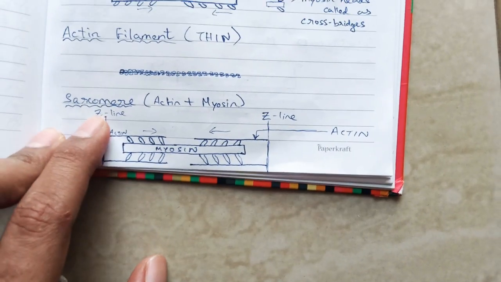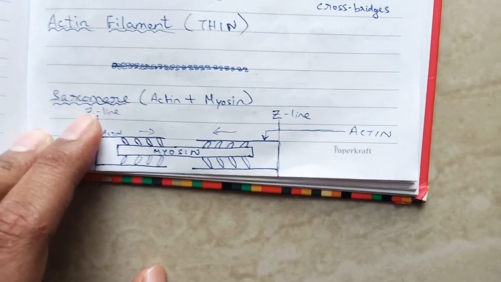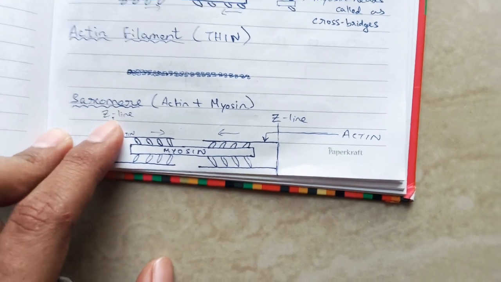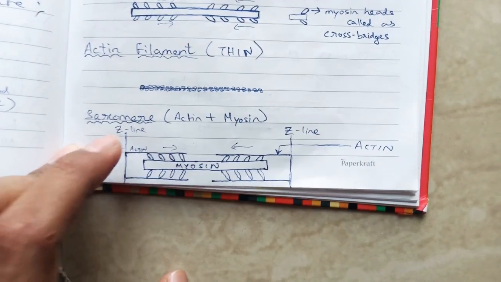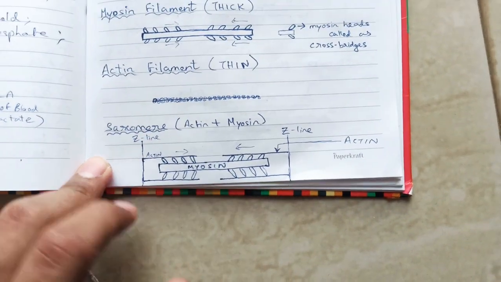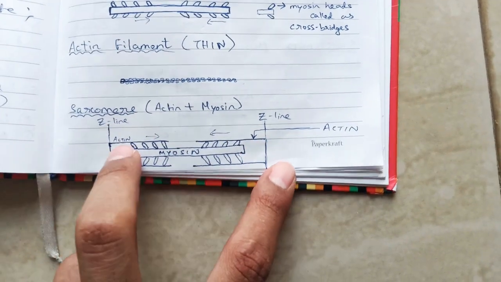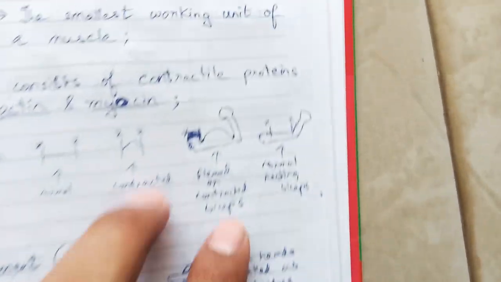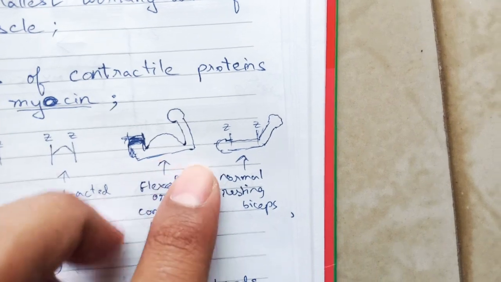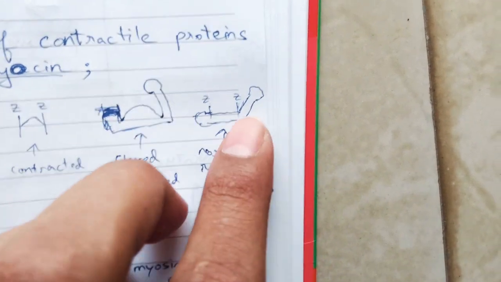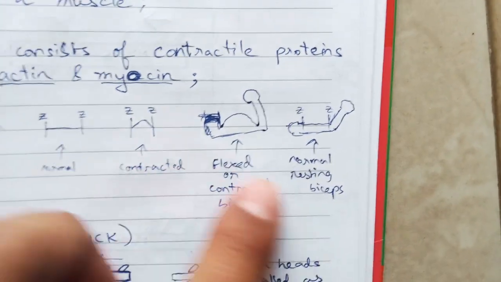In India, we pronounce this as Z, XYZ, but actually it's pronounced as Z, XYZ. So imagine these lines are called the Z line. We are bringing these lines together, just as you would when you try to contract your biceps. You're trying to bring these lines close to each other like this.